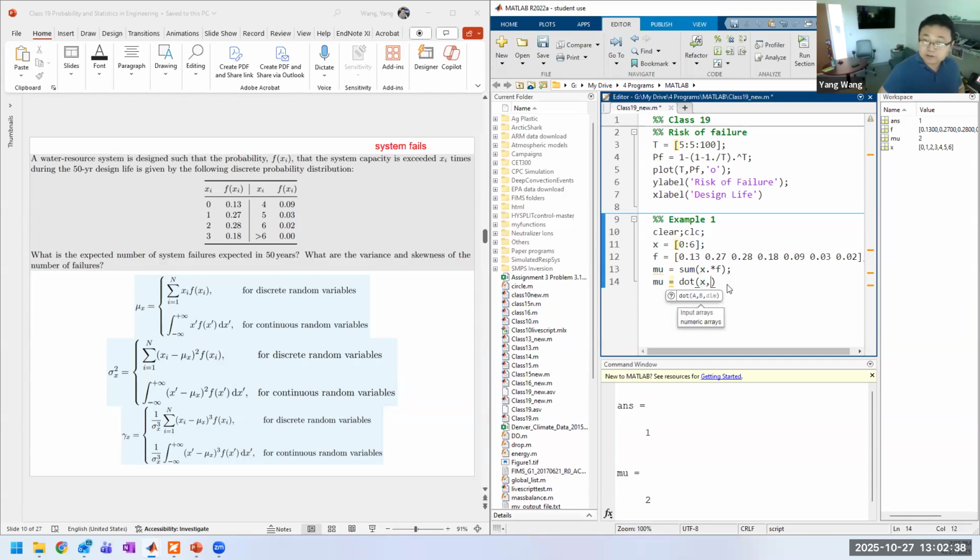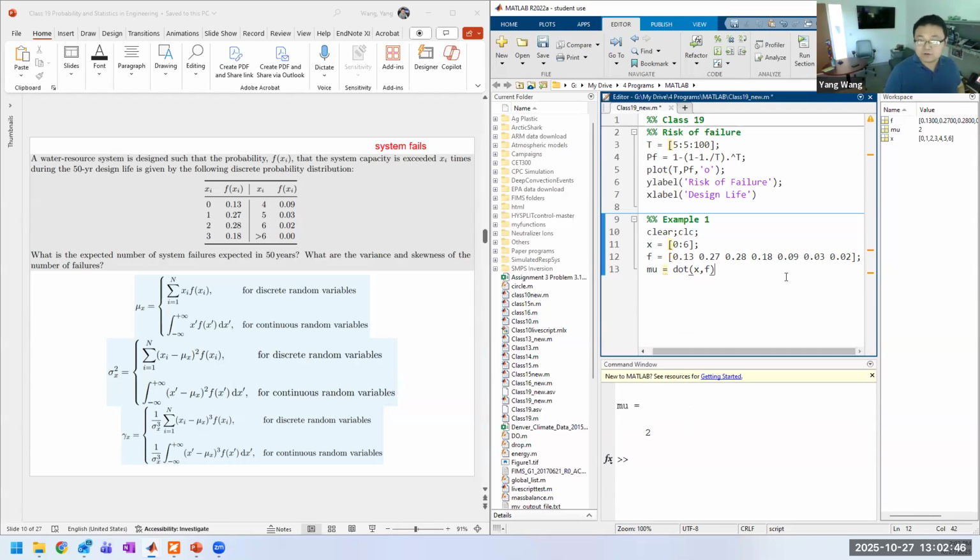And you can just put x and f inside, and then it's going to return you the value. So from now on, let's just use this one because overall it's more simple. Right? So this is the mu, and then it also wants to calculate the variance.